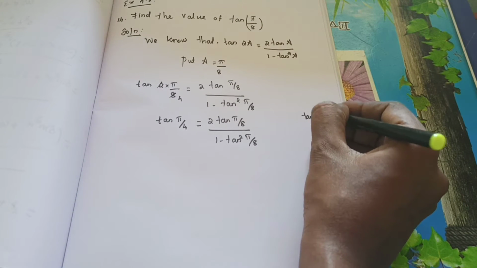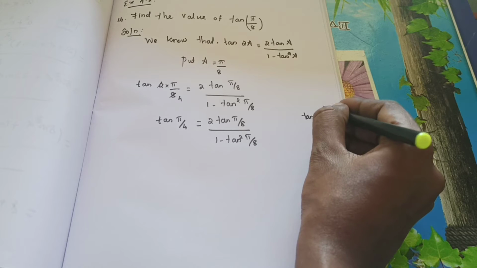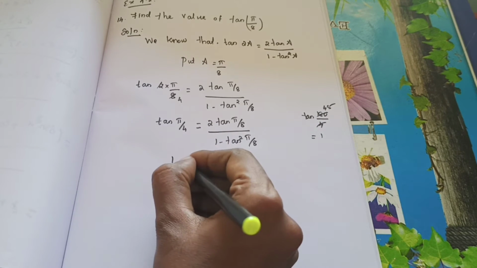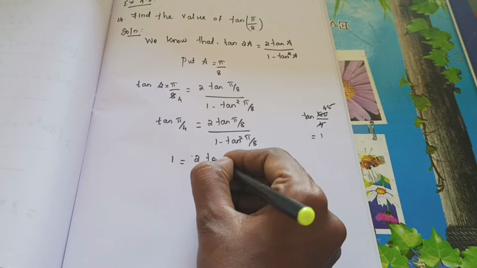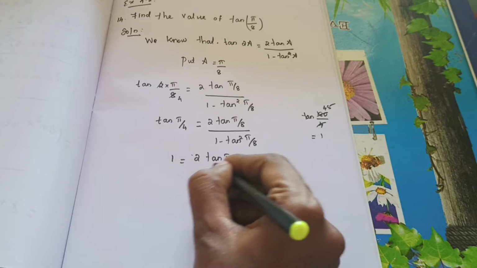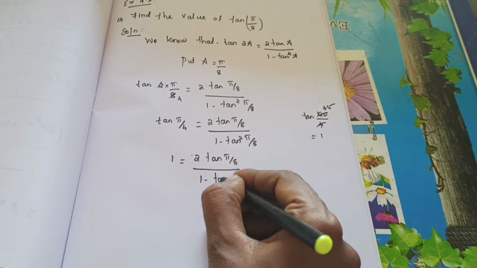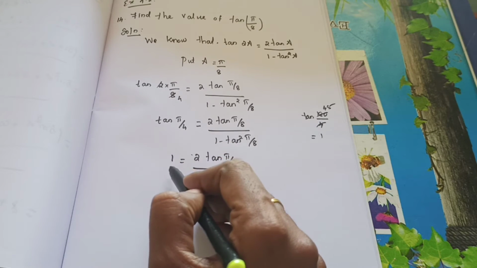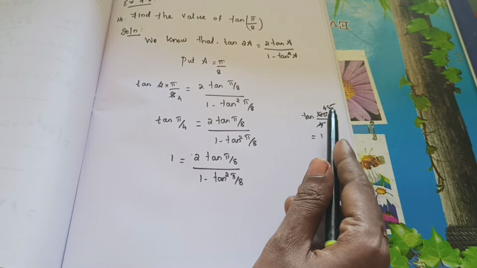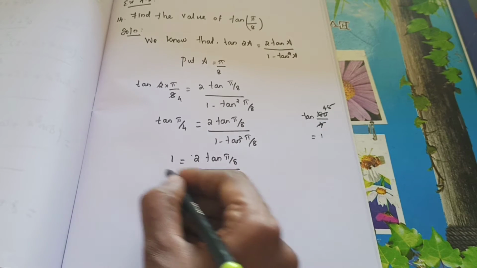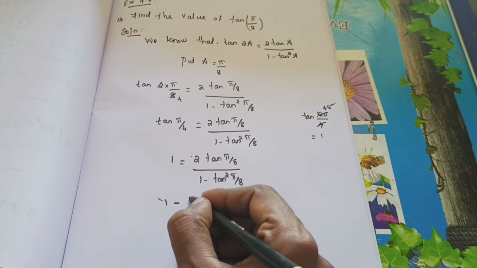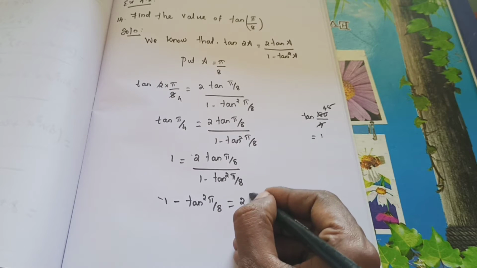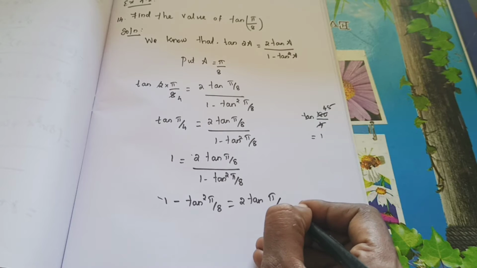Pi means 180, divided by 4, so tan 45 degrees. What's the value for tan 45 degrees? 1. Substitute here: 1 equal to 2 tan pi by 8 divided by 1 minus tan square pi by 8. Got it? So tan pi by 4, the value is 1, that is same as tan 45 degrees equal to 1. Cross multiply: 1 minus tan square pi by 8 equal to 2 tan pi by 8.